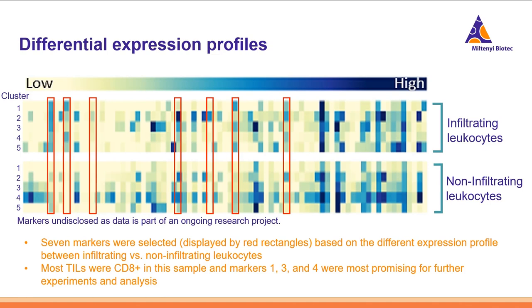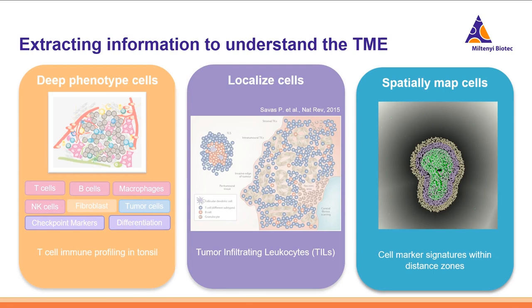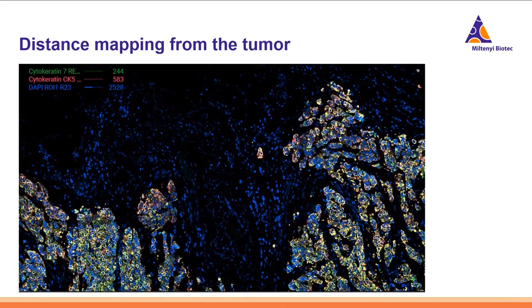Lastly, now that we are able to phenotype and also localize those cells, the really nice aspect and the power of spatial biology is being able to spatially map different cells to each other or to different locations within the tissue microenvironment. For example, I'm showing here some breast cancer tissue in which I have the tumor region, which is just defined with some cytokeratin markers that you see here, cytokeratin 7 and cytokeratin 5. And we can see this on the image along with the DAPI for the nuclei of those.